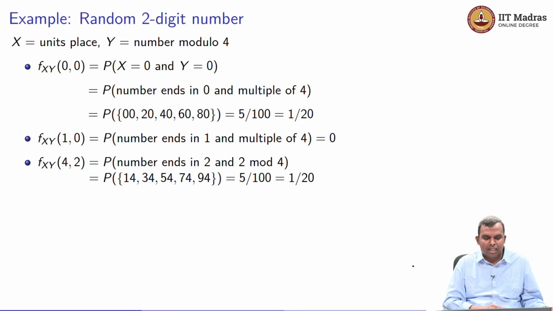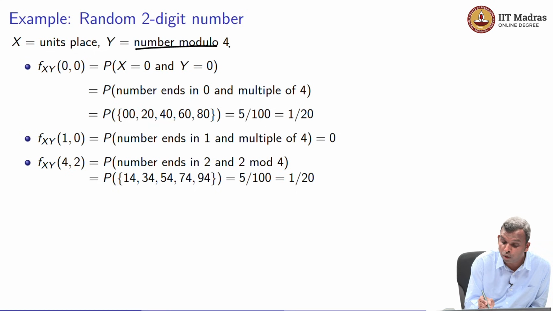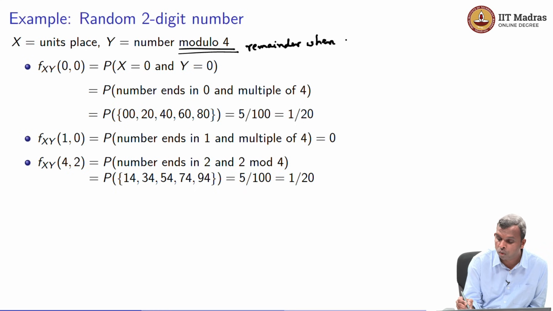So, let us look at the next example. We looked at this random two-digit number example. You remember x was the units place and y was the remainder that you got when you divided by 4. That is also called the number modulo 4. The number modulo 4 is basically the remainder when divided by 4.